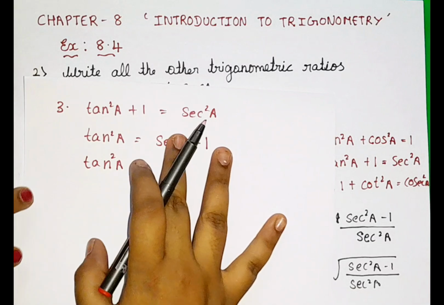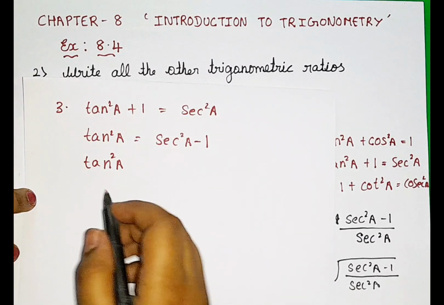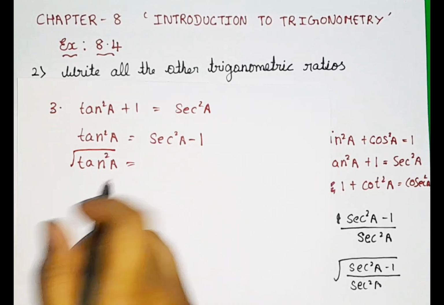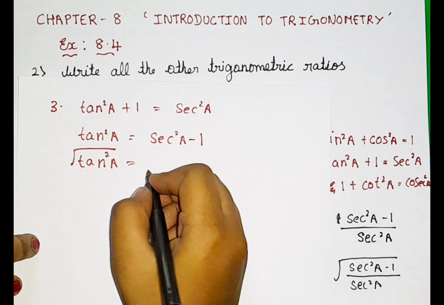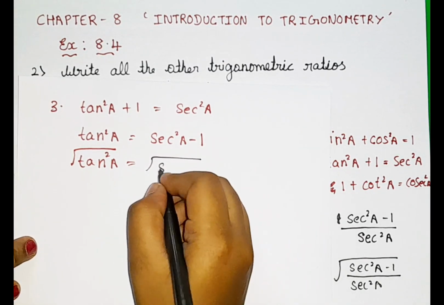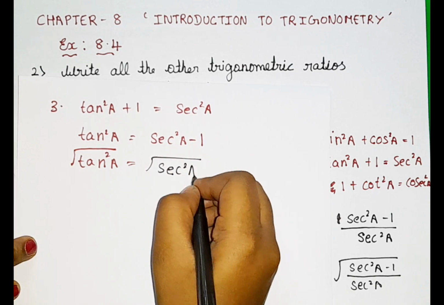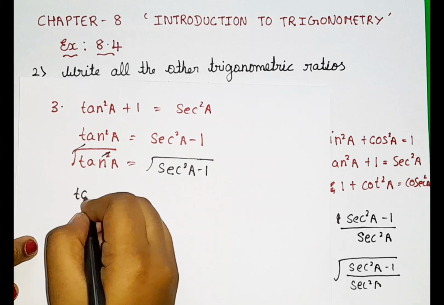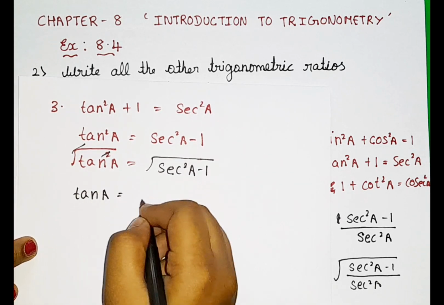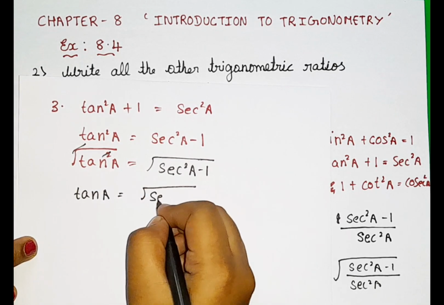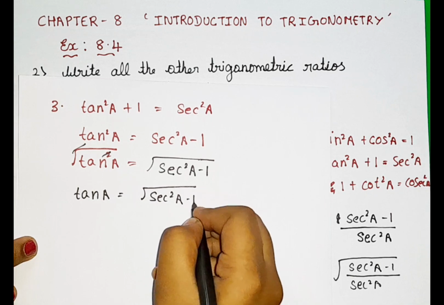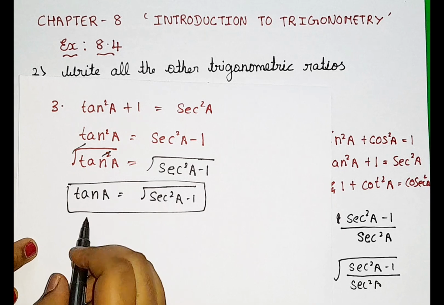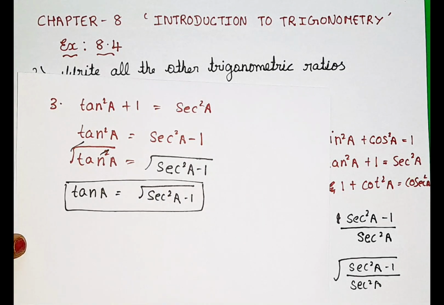Since I want to convert tan A into secant A, I do not want this square, so let us put a root. If we put root here, we have to put root here as well. So secant square A minus 1, and we can cancel it. So tan A is equal to root of secant square A minus 1. This is the answer for tan A. So we converted tan A in terms of secant A.